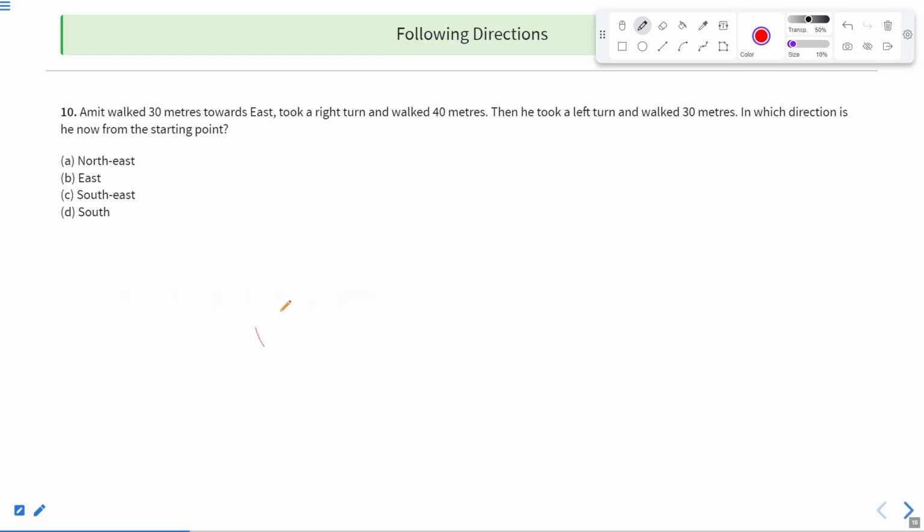Amit walks 30 meters towards east, taking the starting point as east. Then took a right turn and walked 40 meters. 40 meters is south. Then he took a left turn. Walking south, left turn is east, 30 meters.